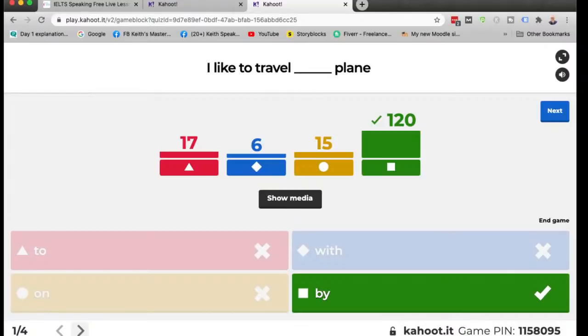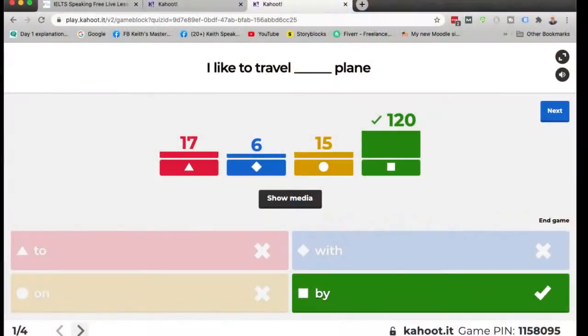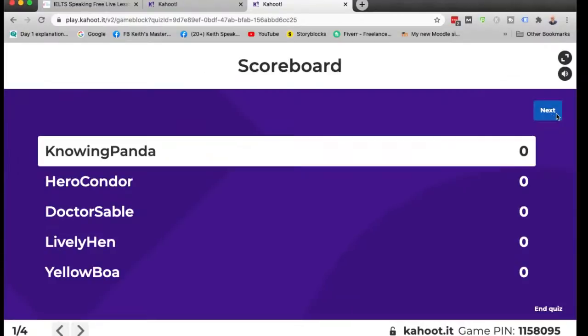Not to, and not with, and not on, right? You can say to get on the plane, right? We talk about getting on the plane, get on, but travel by. Always travel by, yeah? Okay, so well done. Most of you got that. And the knowing panda is right at the top. Knowing panda, hero condor second, Dr. Sable third. Next question.